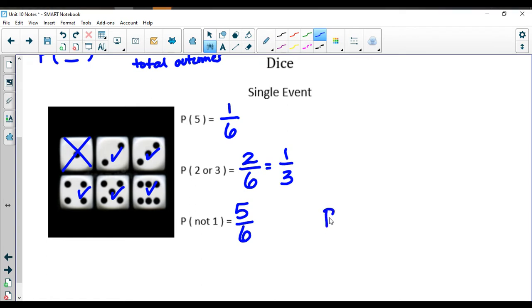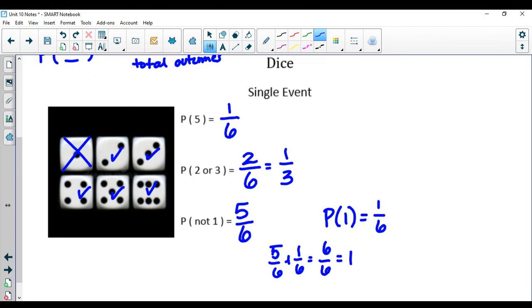One thing that you probably notice here is that the probability of getting a 1 is 1 out of 6. And if we take the probability of not getting a 1 and getting a 1, 5 out of 6 plus 1 out of 6 give us 6 out of 6, which is 1 whole. So we call these the opposite outcomes. So not getting a 1 and getting a 1, and those opposite outcomes are going to add up to give you 1 whole in terms of their whole probability.